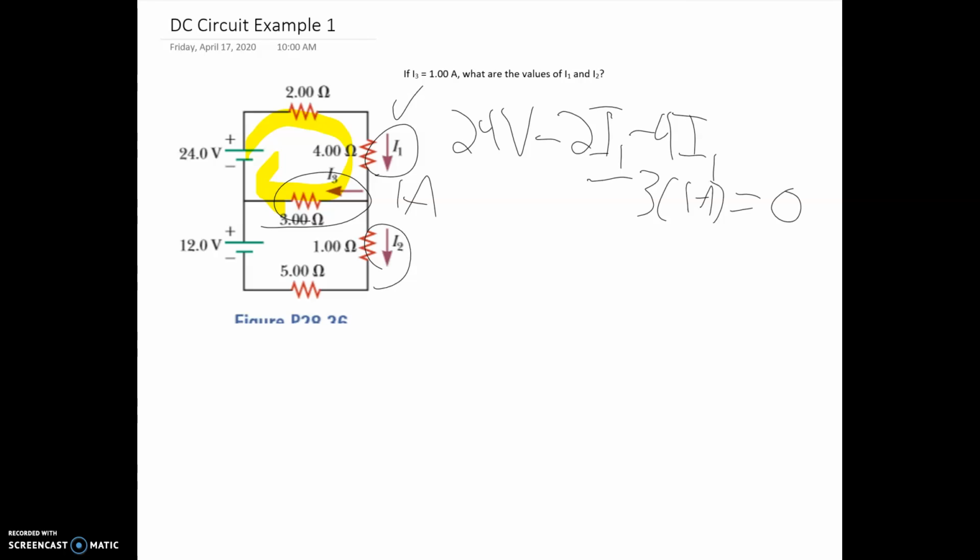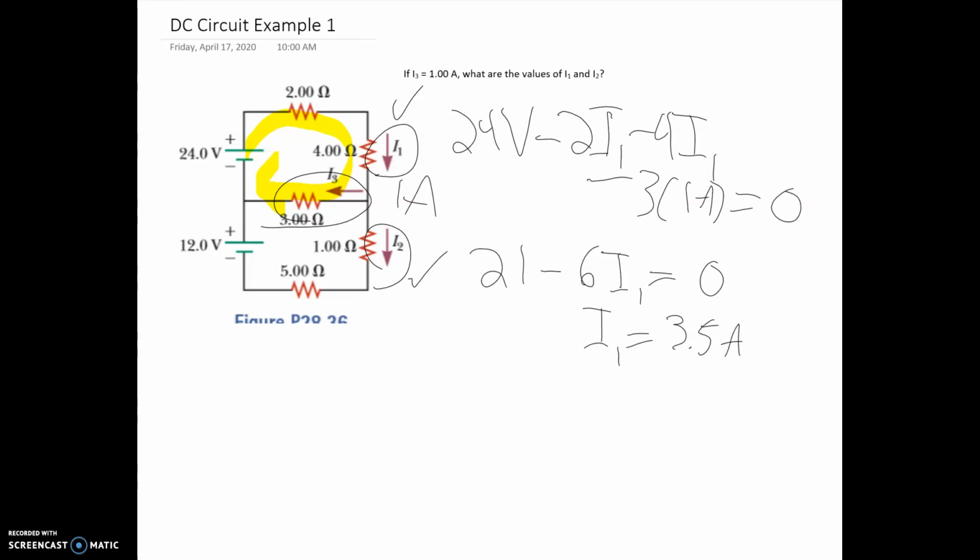So I multiply everything out. 3 times 1 is going to give me 3. 24 minus 3 is 21. So 21 minus 6 I1 equals 0. So 21 divided by 6, I get that I1 is 3.5 amps.